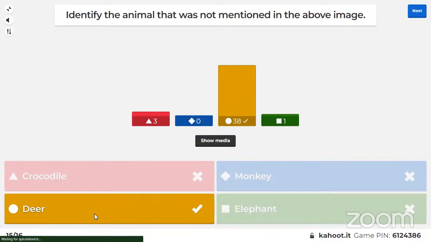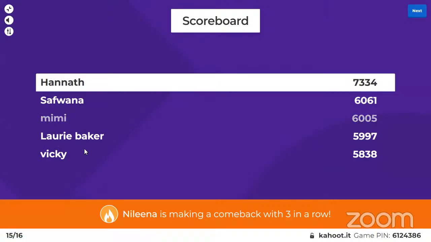All right, seems like the deer got extinct in the image. So deer is the correct answer. Deer was not there in the image. Okay, moving on to the scoreboard.